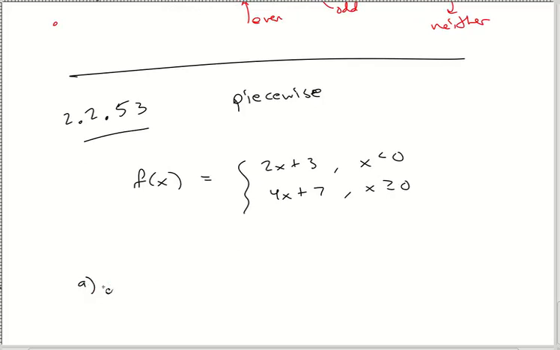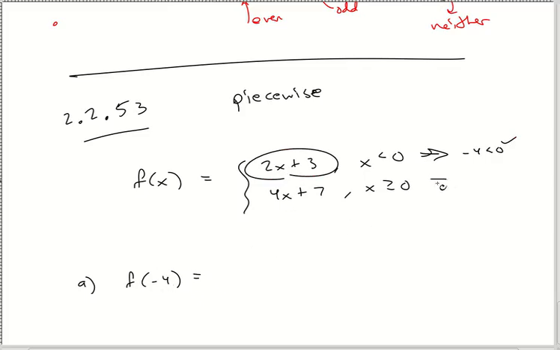What they're wanting in this particular problem is to find f of negative 4. Well, what we need to do is find out which one of these it matches up to first, and then we plug it back into the one that makes sense. So I'm going to look right here. Is negative 4 less than 0? And that's a true statement. So I'm going to be using this one in order to find what the y value is going to be.